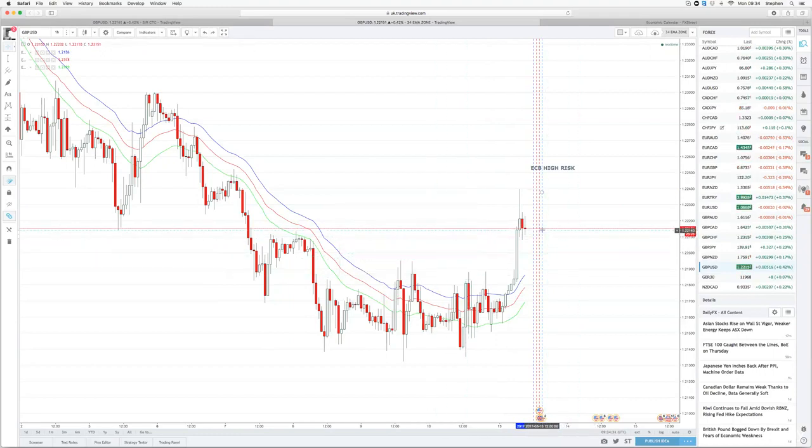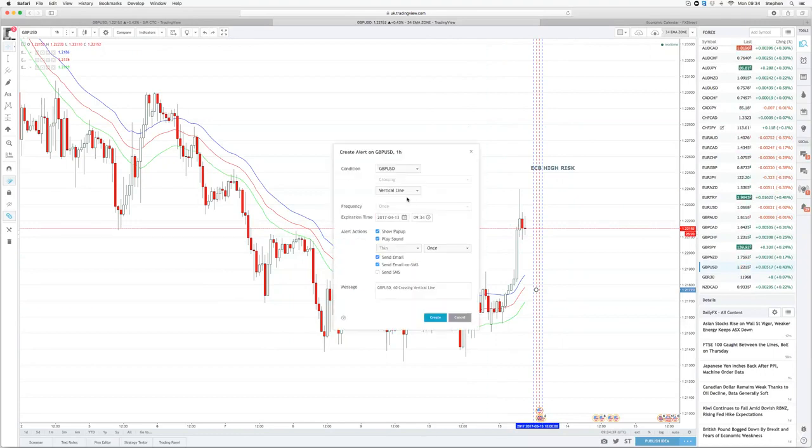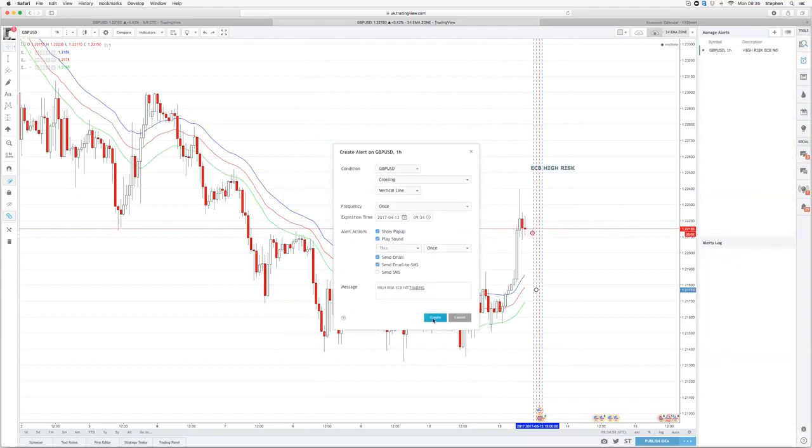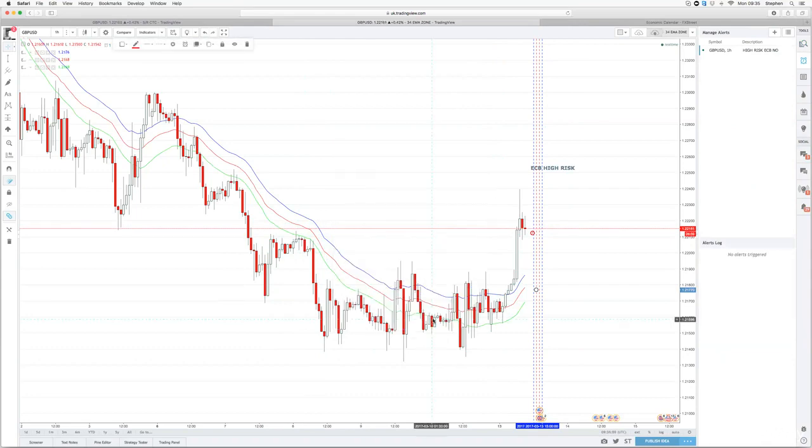Then you can double click and set up an alert, once crossed, high risk, ECB, no trading. What this will do is highlight with a nice alert that you could be sitting trading away, you've forgotten about the news, but because we've put this on our chart, it's never going to be forgotten about, and it's going to alert us as the price reaches this time frame.